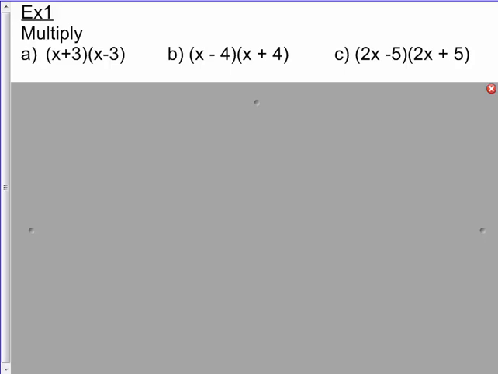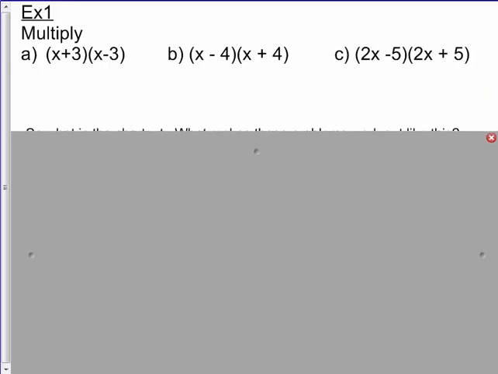So in example 1, we're going to FOIL these or just distribute twice here. Let's take a look at what we get here. So the first one, x plus 3 times x minus 3. X times x is x squared. X times negative 3 is negative 3x. 3 times x is 3x, and 3 times negative 3 is negative 9. My middle term, negative 3x and 3x, becomes 0, so it's just x squared minus 9.